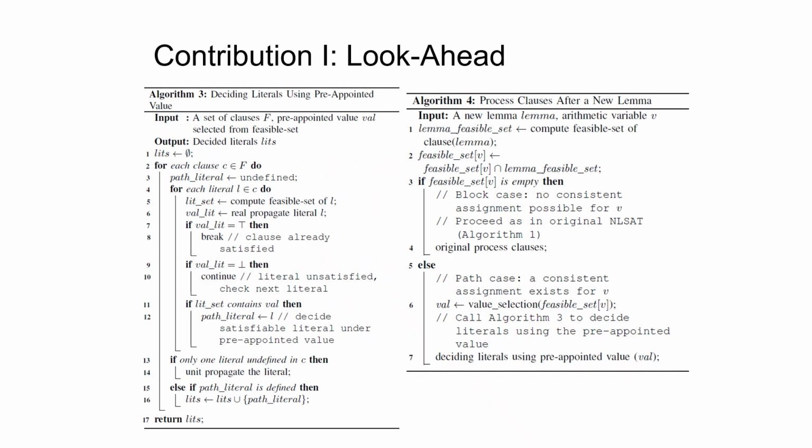So here is a formal algorithm of our previous decide method. Algorithm 4 tackles special cases when we incrementally compute a newly generated lemma. So we update the feasible set of a given arithmetic variable, compute the previous interval set, and decide a new literal combination.